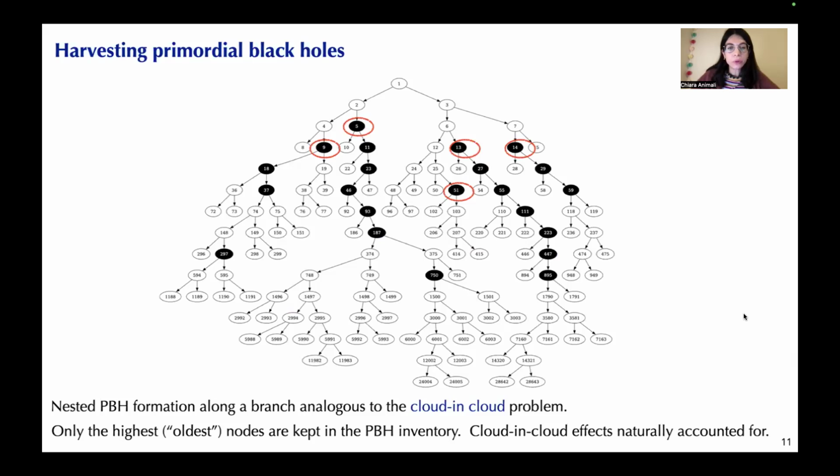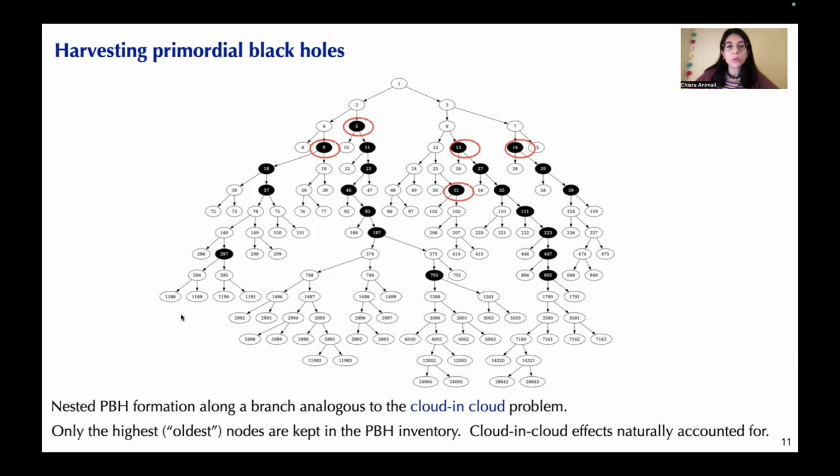Finally, as I said before, we can also use stochastic trees to harvest primordial black holes, and here I'm showing a realistic tree that we obtained in this model that contains 5 primordial black holes that corresponds to the collapse of the regions on the end of inflation hypersurface emerging from the nodes that are circled in red.